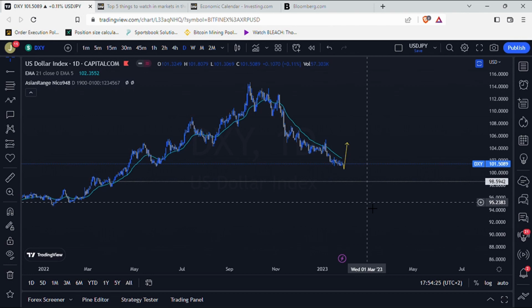We're going to be looking at DXY, the dollar index. We're going to be looking at NAS, Bitcoin, CADJPY, AUDUSD, and GBPUSD, and then we'll have a quick glance at the news.